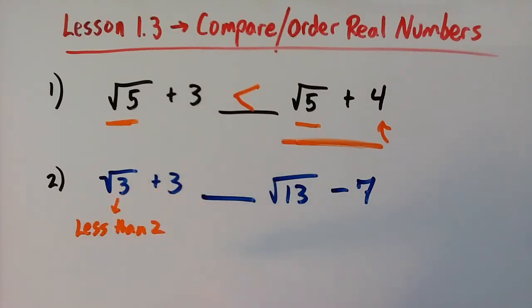2 plus 3 would be 5. So this left side is going to be at most 5. It's actually going to be a little bit less than 5 since the square root of 3 is less than 2. Now let's look at the right side.